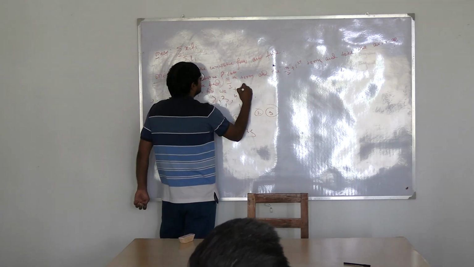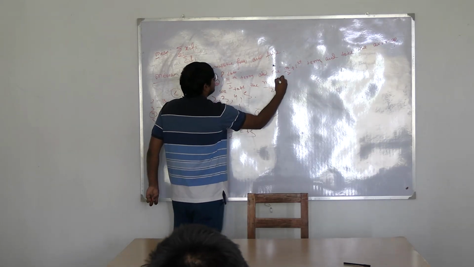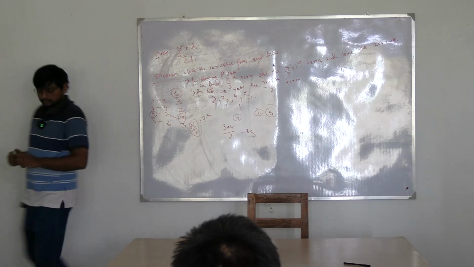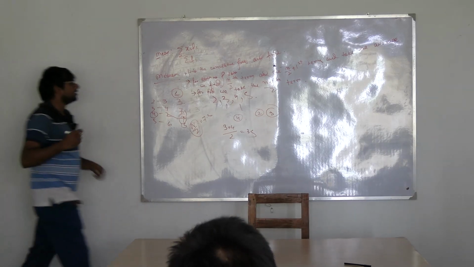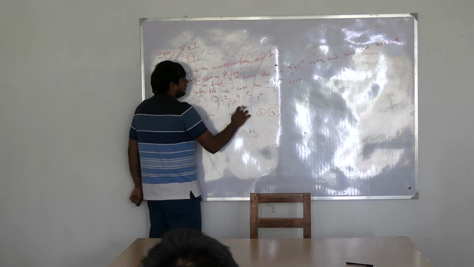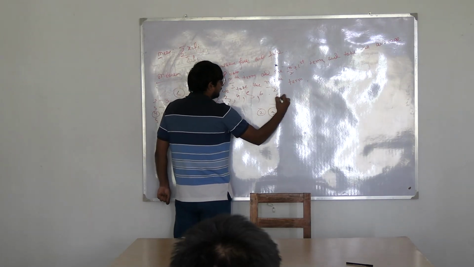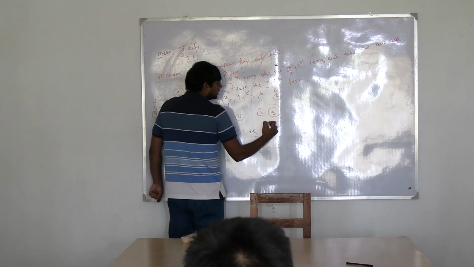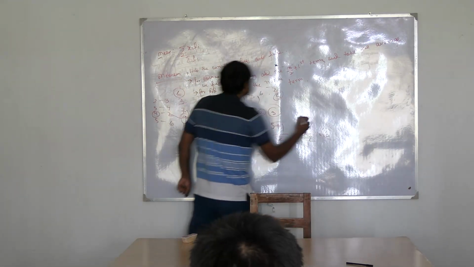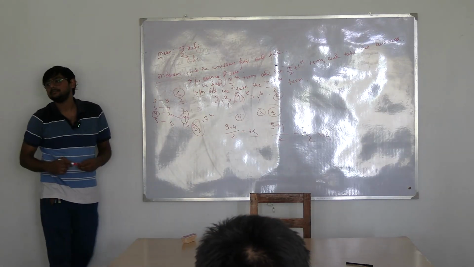For odd, we take the (n plus 1) by 2th term. So we have another number, 6. So what will be the median? There were 5 numbers out here. So 5 plus 1 by 2, 6 by 2, is equal to 3. The third term will be the median. Correct?